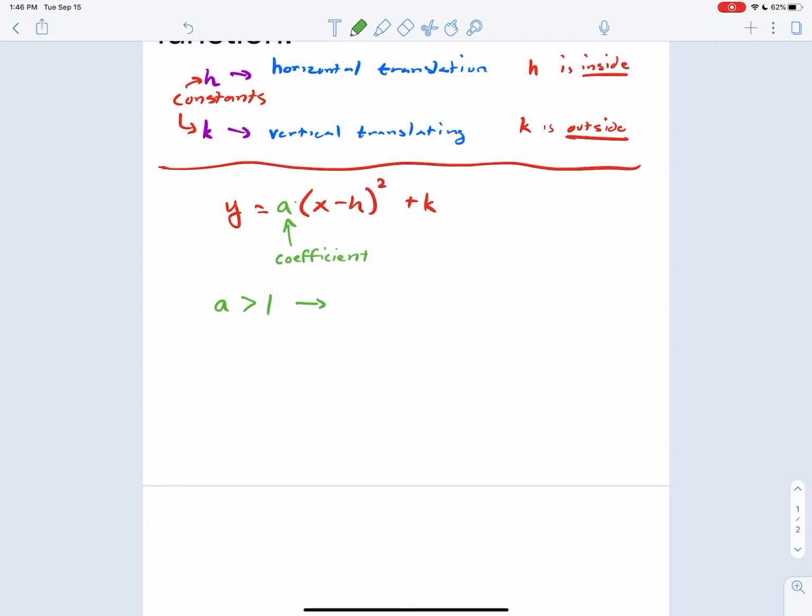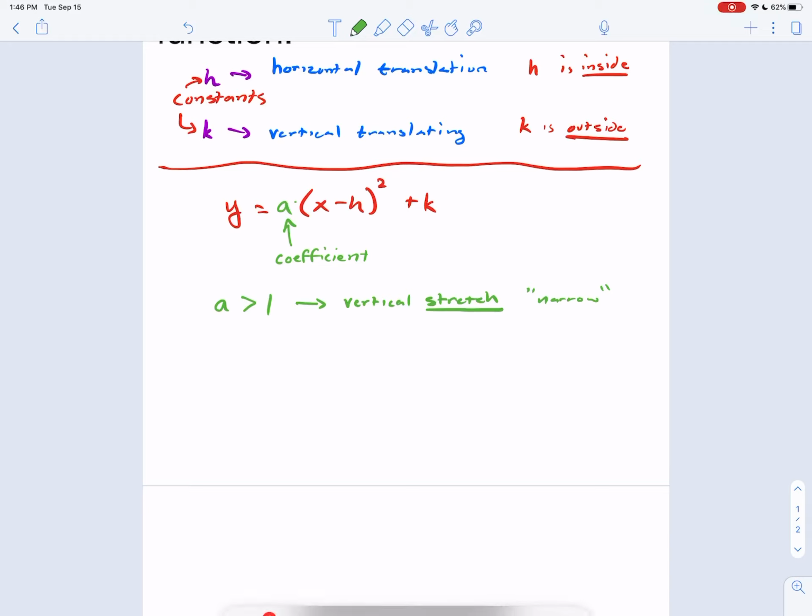When A was larger than 1, okay, there was a vertical stretch. Vertical stretch, aka it's getting narrow. It's very easy to see how it's narrow with a parabola. With a line, it's a little bit tougher to see. Absolute values, you can see it as well.